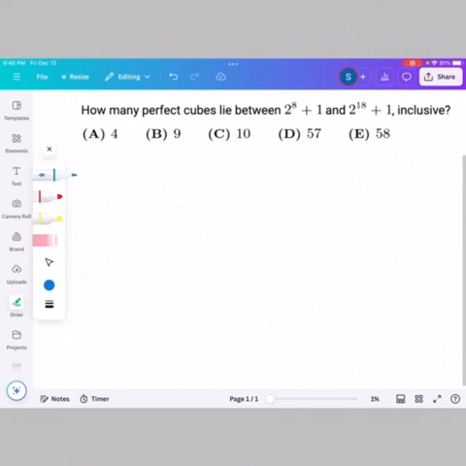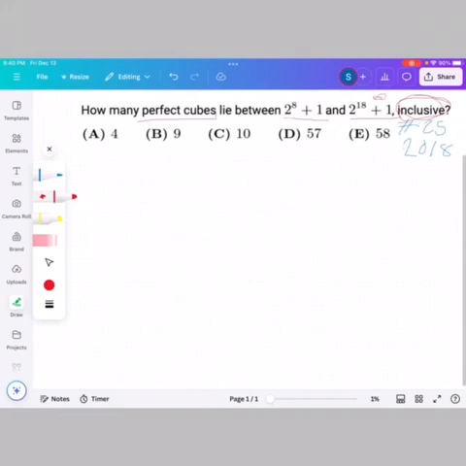In this video, we'll be covering problem number 25 in the 2018 AMC8 exam. So without further ado, let's get started. Okay, so how many perfect cubes lie between 2 to the power 8 plus 1 and 2 to the power 18 plus 1 inclusive? Remember that just means we include 2 to the power 8 plus 1 and 2 to the power 18 plus 1.